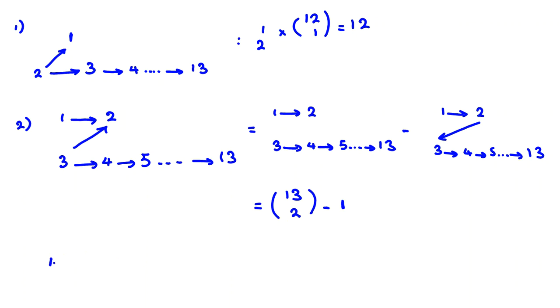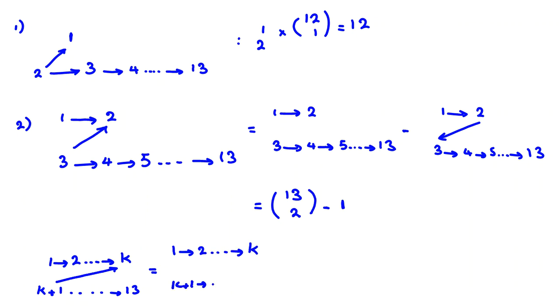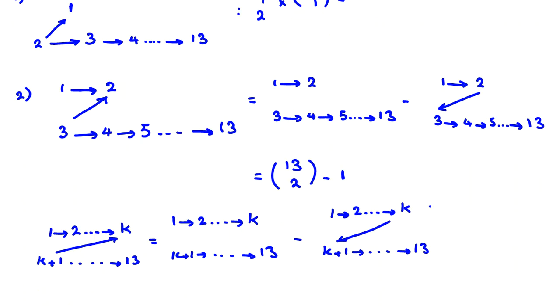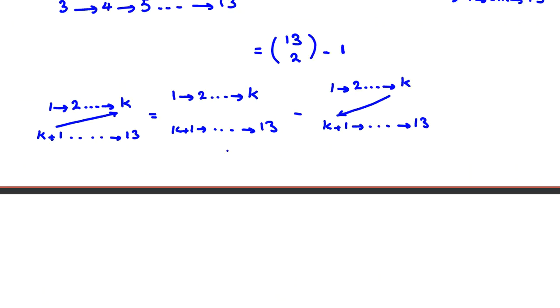Okay, now let's try for the general case. For some 1, 2, to K and K plus 1 to 13. So this one before this. Again, we can say 1, 2, to K, K plus 1 to 13, minus the case that 1 is before 2, to K is before K plus 1 and K plus 1 to 13. So it will be what? We have 2 parts, 13 choose K, and the rest will be unique, minus this one.